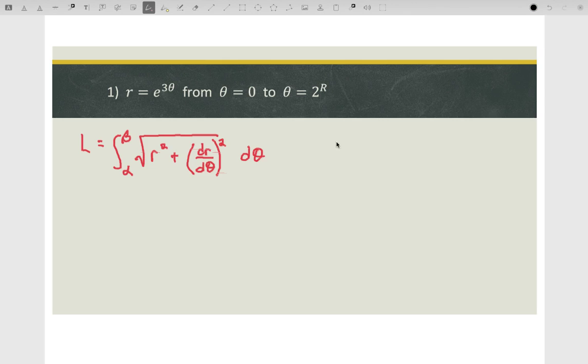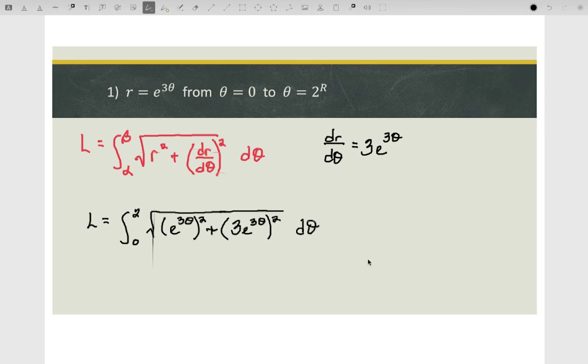Let's go ahead and find the dr d theta that we're going to need. Using chain rule, we'd have e raised to the 3 theta, but then we need to multiply by the 3 that is the derivative of the exponent. Substituting in, we're finding the integral from 0 to 2 of the square root of r, that quantity squared. And now we have to square that derivative that we found as well.